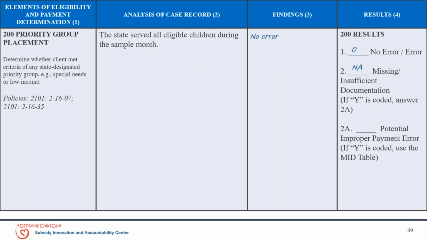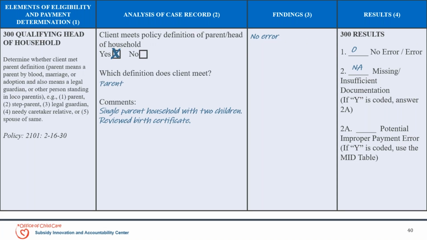Okay, so that was element 100. Moving on to 200, again, this is going to be the same as last time. There's no error. 300, there was no error here either. The birth certificate was reviewed.